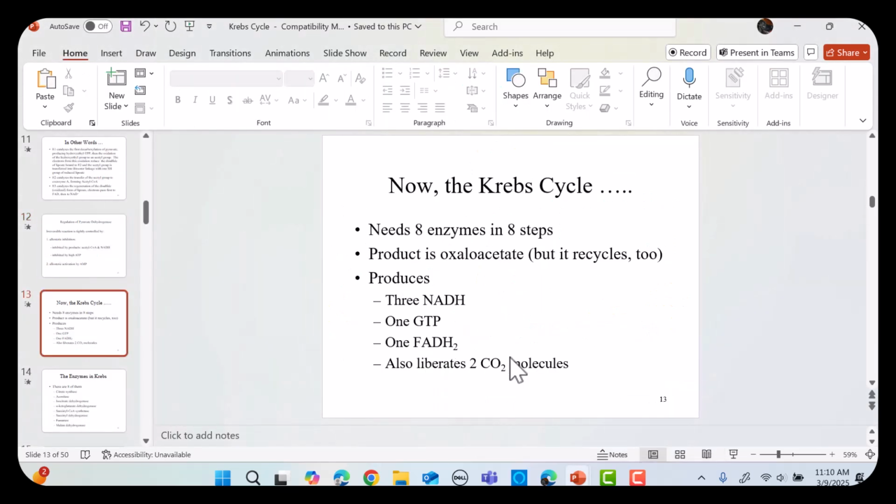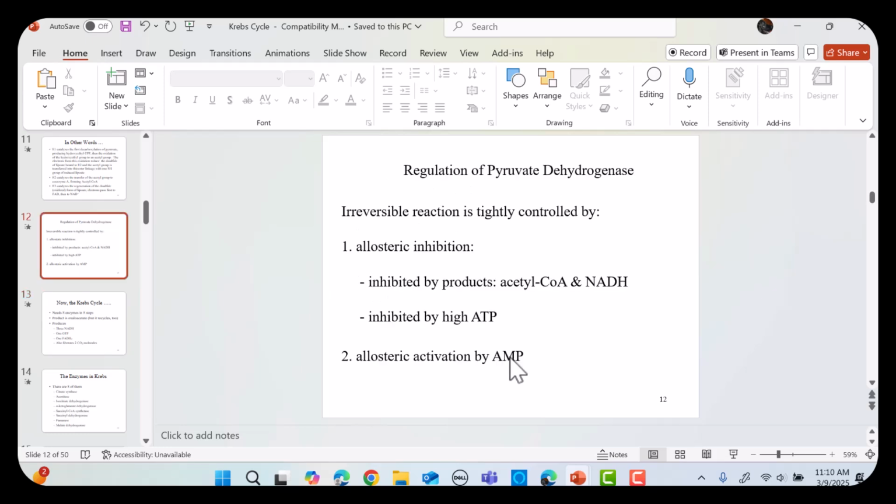Okay, so, oh, I'm sorry, I forgot regulation. Pretty straightforward. If I have energy, I don't need to do the Krebs cycle, so I don't need to do the pyruvate dehydrogenase complex. There's my high ATP inhibiting. If I already have acetyl-CoA and NADH, I know I can get energy. I have the products of the pyruvate dehydrogenase complex. I'm good to go. If I have AMP, I don't have ATP, I better get going and do it so I can do the Krebs cycle.